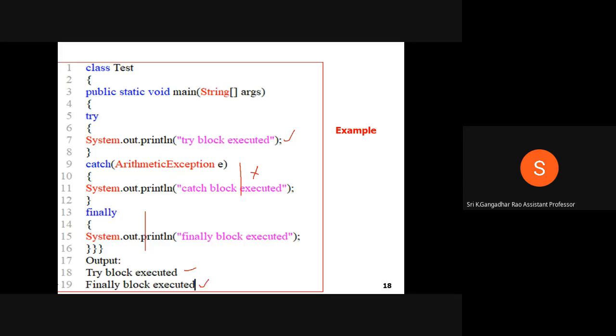If there is no exception, the catch handler is not going to be executed, but the finally block is executed always. That's why you are seeing the results: try block executed, finally block executed. Remember, whether the exception occurred or not, the finally block is going to be executed.